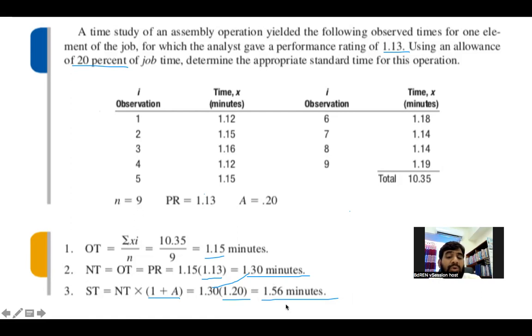So you need to know the standard time to produce a product. That is known as work measurement.